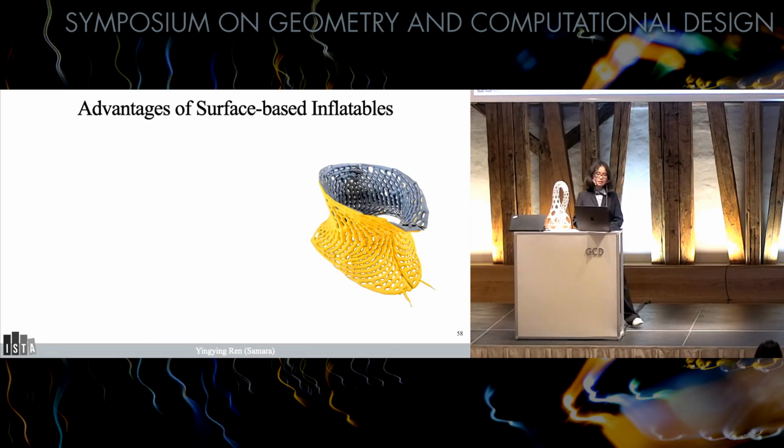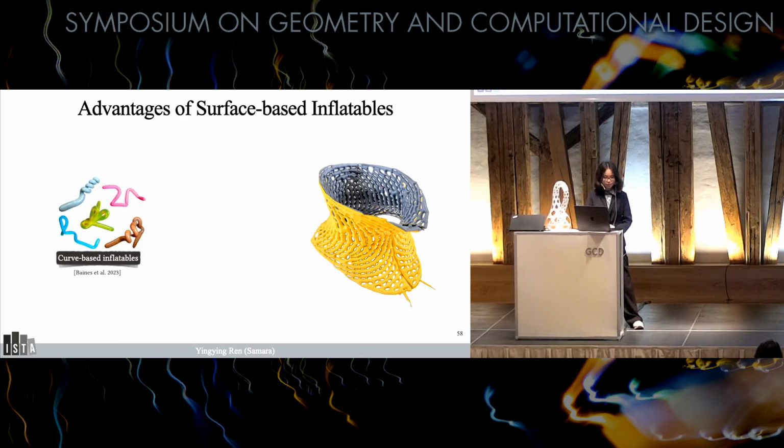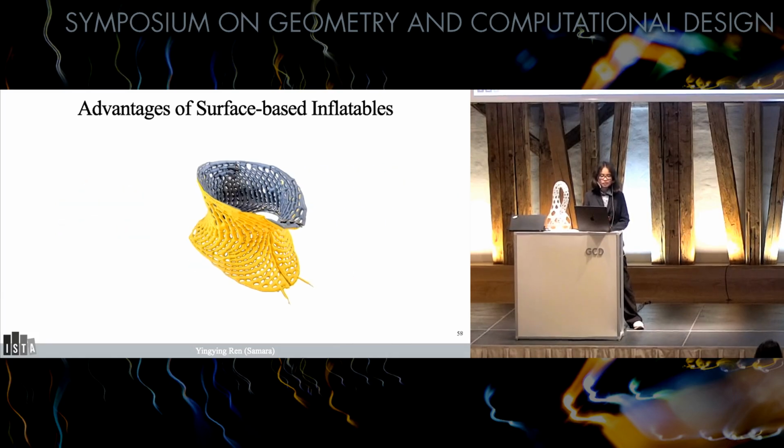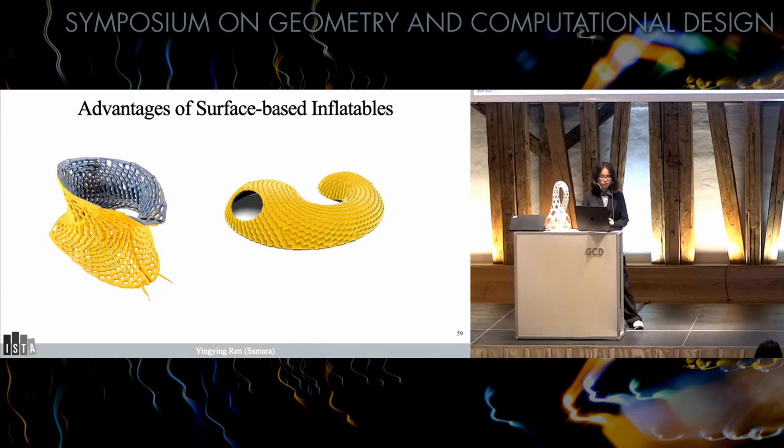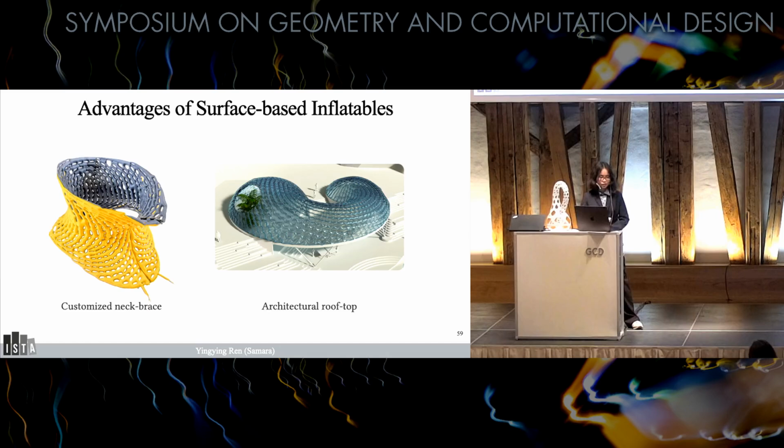Compared with curve-based inflatables and volumetric inflatables, a surface-based inflatable can approximate non-watertight surfaces because only the shell itself is pressurized and the volume enclosed by the shell is not pressurized. This feature makes it straightforward to turn surface-based inflatables into practical functional objects such as a medical neck brace or an architectural rooftop.